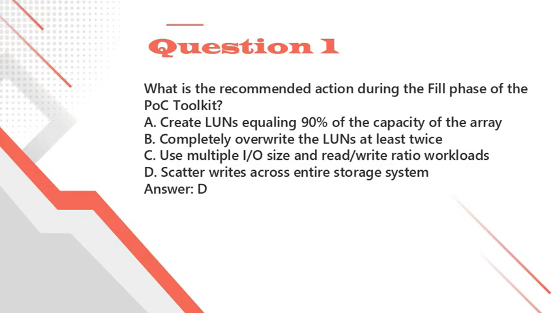1. What is the recommended action during the fill phase of the POC toolkit? A. Create LUNs equaling 90% of the capacity of the array. B. Completely overwrite the LUNs at least twice. C. Use multiple I/O size and read-write ratio workloads. D. Scatter writes across entire storage system. Answer: D.